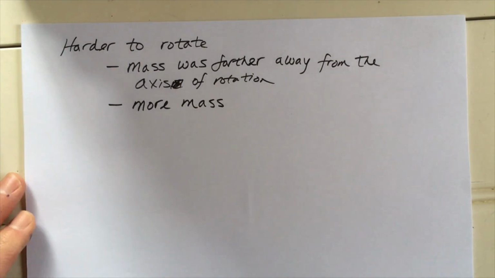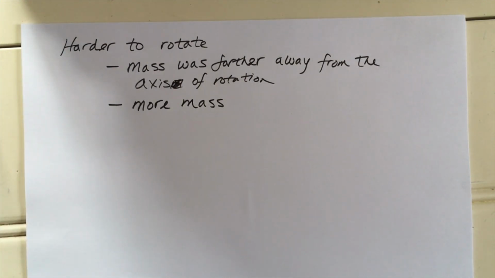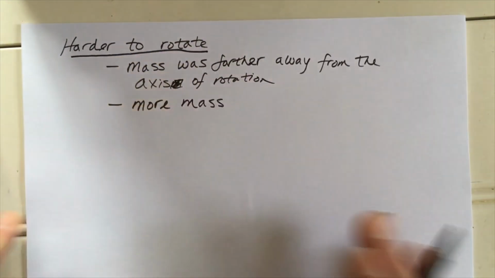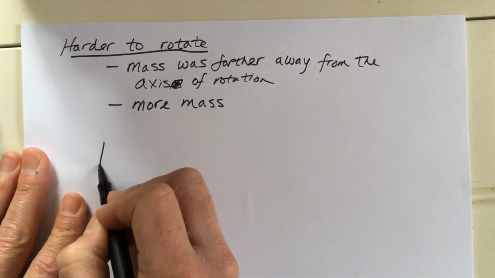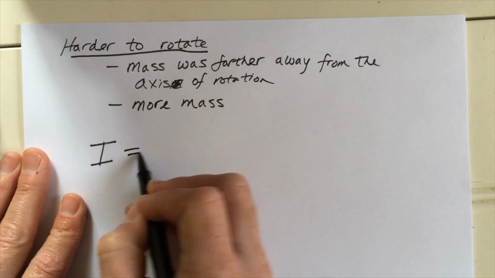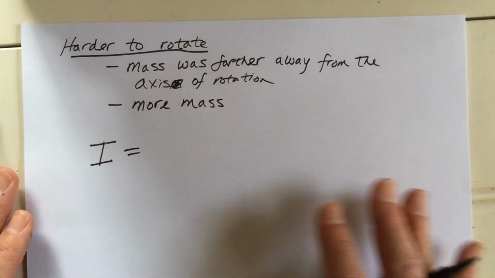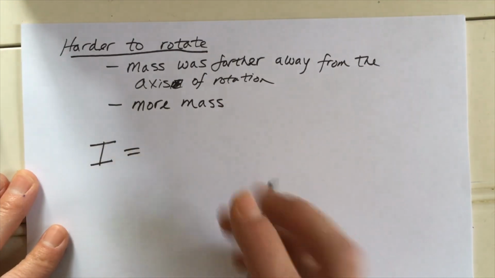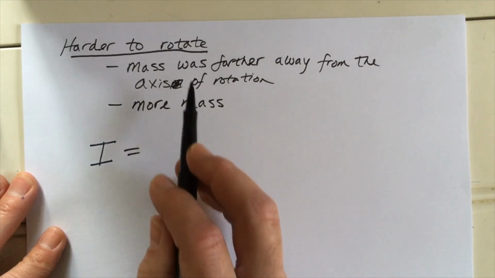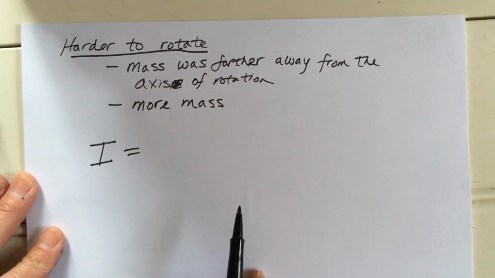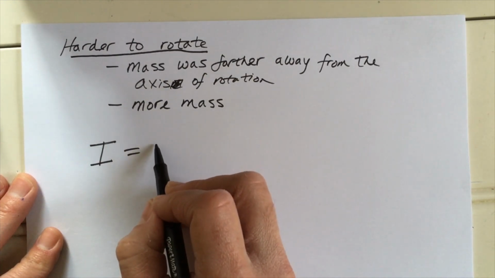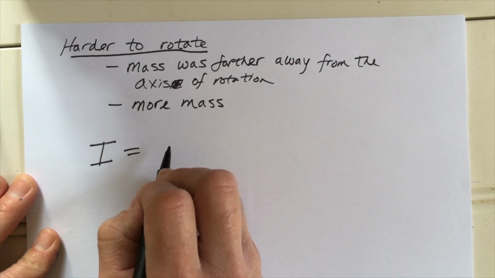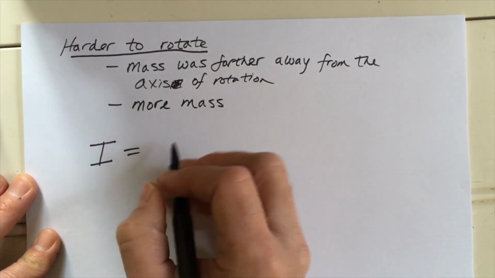Okay, so more mass, and the mass being farther away from the axis of rotation, made it more difficult to rotate. So moment of inertia is what we're talking about here, right? Our formula for the moment of inertia of an object depends on its mass and its distance from the axis of rotation. So it depends on two things.